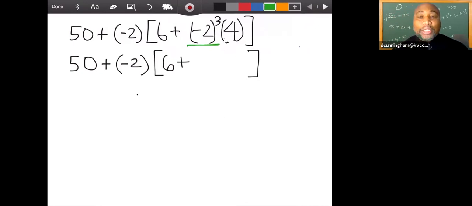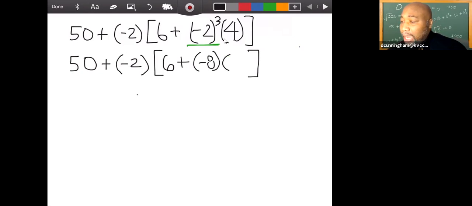We have -2 raised to the third power. That's -2 times -2 times -2. It's going to give me a negative number, which is -8, if we do this correctly, times 4. Notice I'm showing my work. You may want to do the same thing. Show each step to make sure you do it correctly.